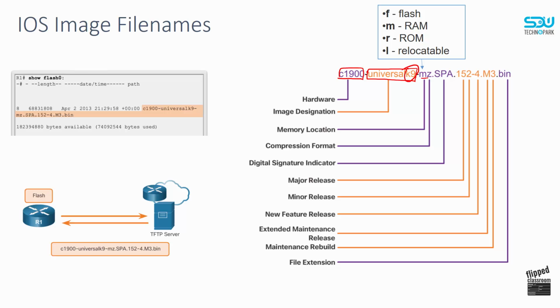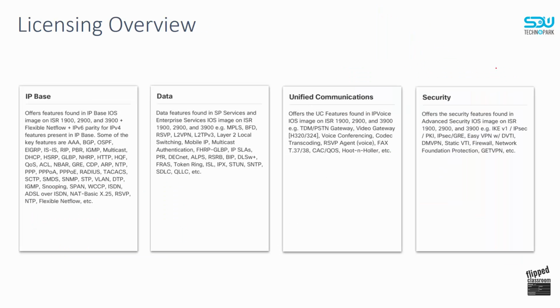Then we can see in which memory it is stored. RAM means that this operating system now is in the RAM memory. It's running from RAM memory. But we have different variants: flash, ROM, and relocatable. SPA defines the digital signature authenticator. And then we have the operating system with some release numbers, and then we have the file extension.